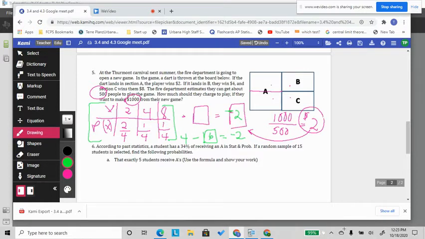Now, think about this. Would you pay $6 to play a game that you only have a 25% chance of winning any money? I wouldn't, but maybe they need to get some more people to play.